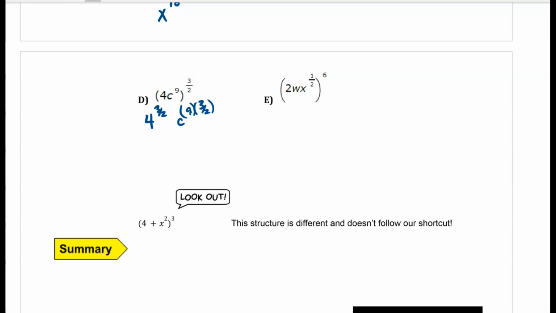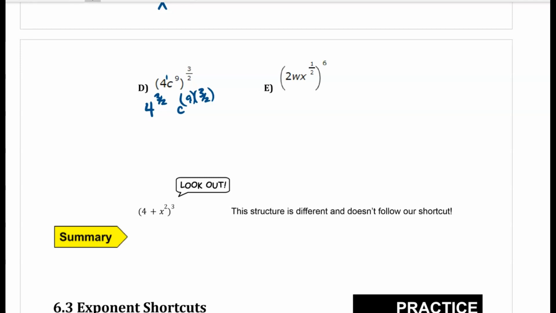Now I can think of that 4 as being to the 4th power or to the 1st power. And then if I multiply 1 times 3/2, it's just going to give me 3/2. So I usually don't write the 1. I just take the power to that number or to that first factor.